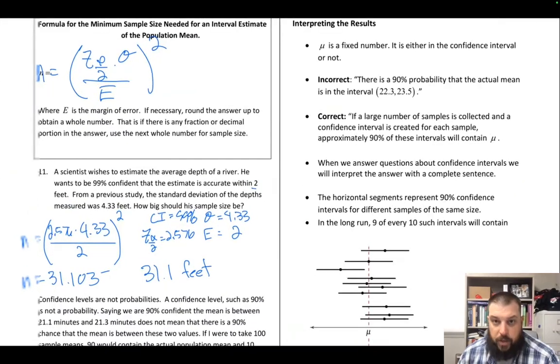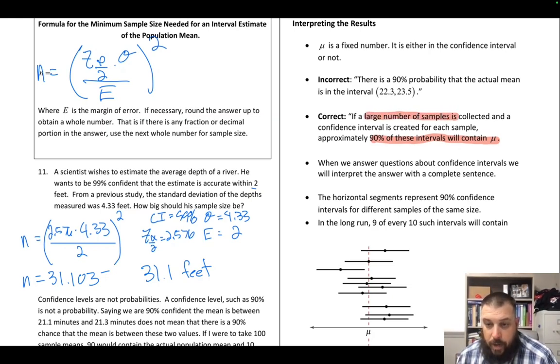And the last few things here. The mean is a fixed number, right? It's the true population mean. It's either in the confidence interval or not. Incorrect: there's a 90% probability that the actual mean is in the interval. But the correct one: if a large number of samples is collected and a confidence interval is created for each sample, approximately 90% of these intervals will contain the mean. And that is what we need to focus on. 90% of these intervals will contain the mean in a large number of samples.